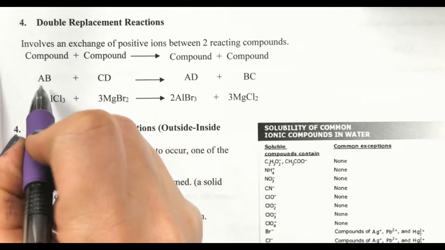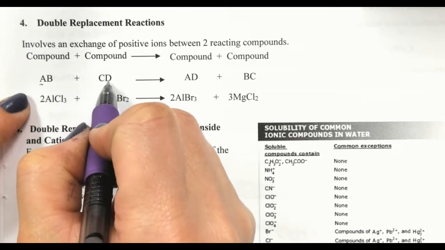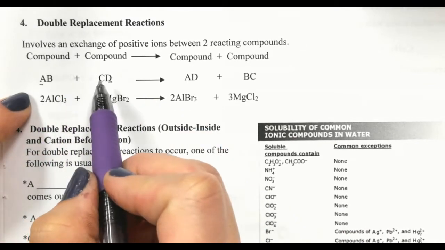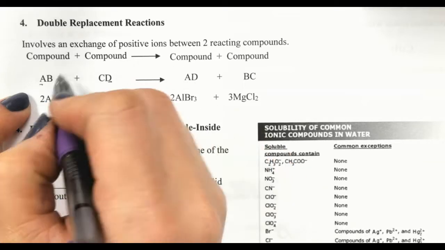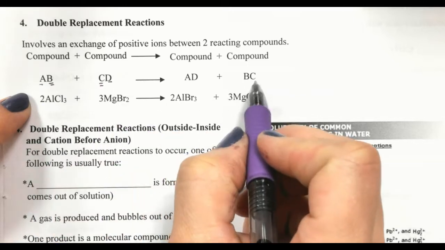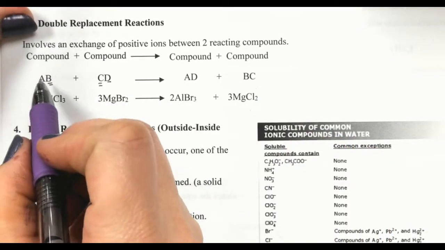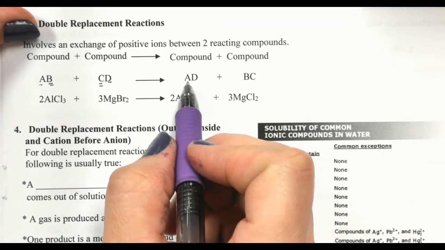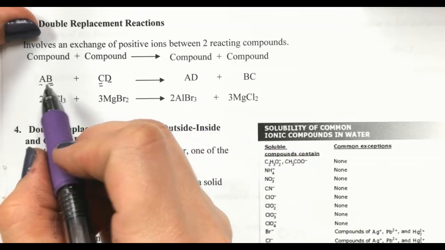And what will happen is the outsides will get together, so A and D, and then the insides will get together, so B with C. If it comes first over here, it has to come first over here because cations always come first.